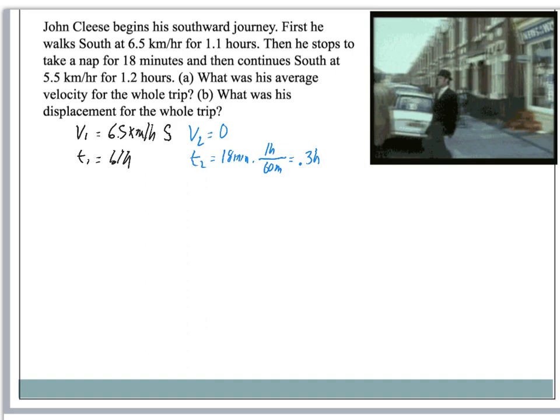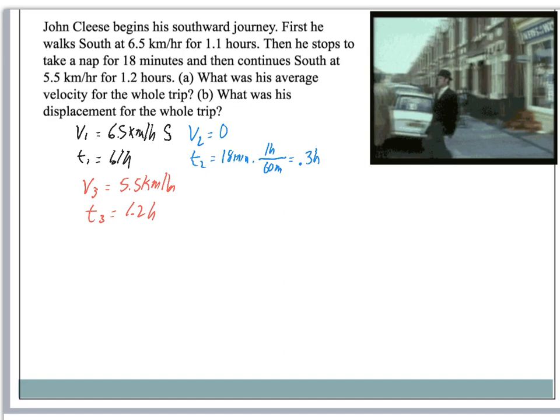And for V3, that was the last part of his journey. V3 would be 5.5 kilometers per hour, and T3 would be 1.2 hours.